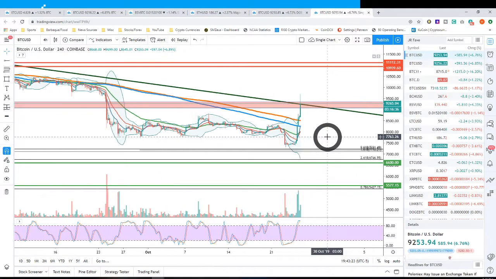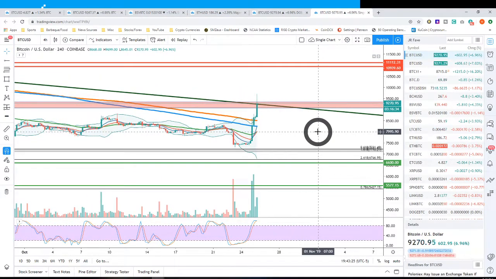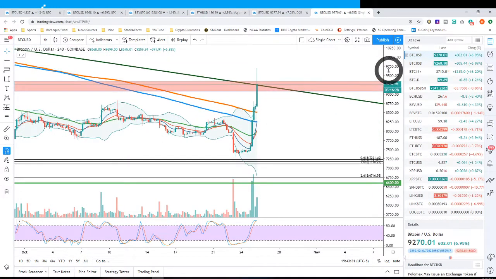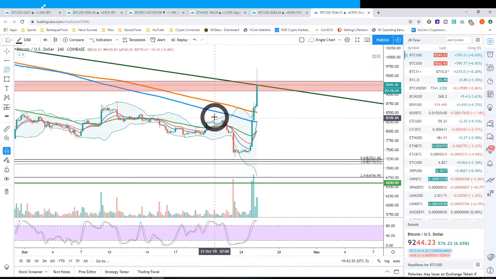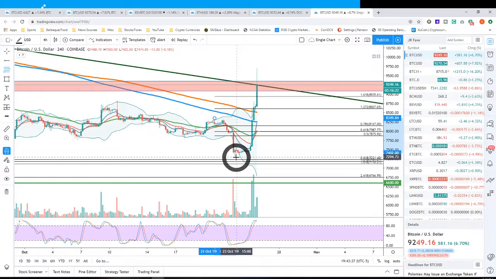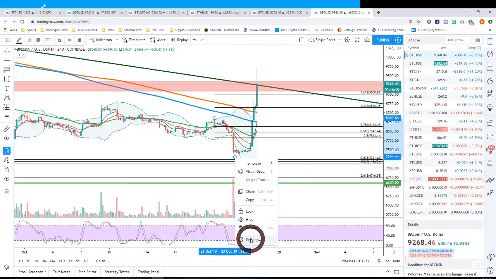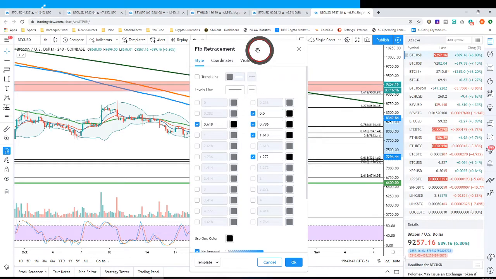All right, so let's see here. I need to start doing some fibs on this. Let's go and do this on Bitcoin. Let's do that high to this low, and let's see what fibs we got lining up here.